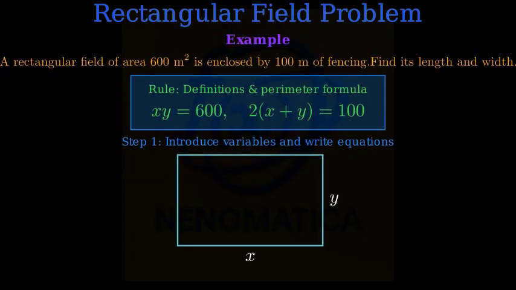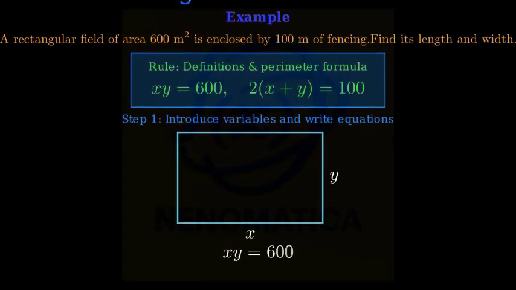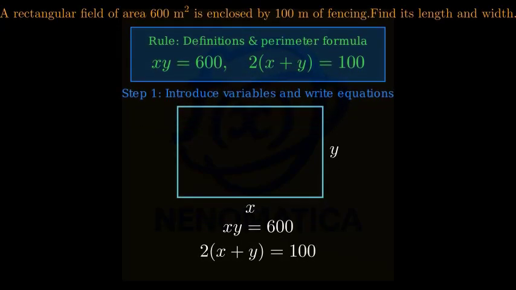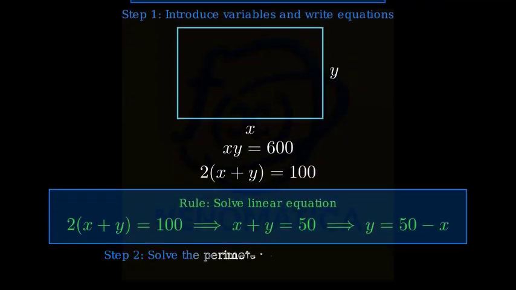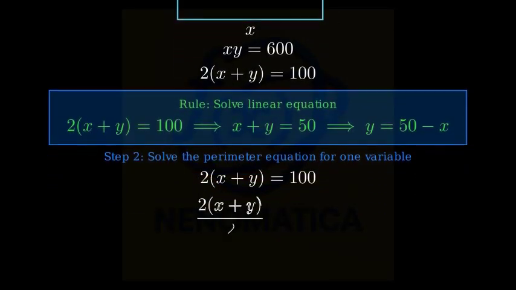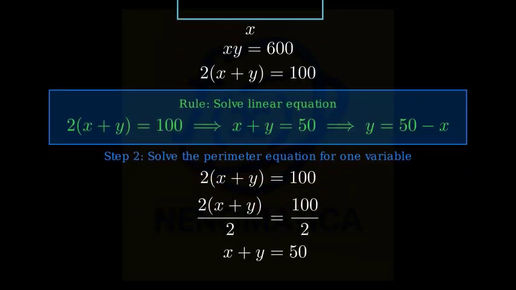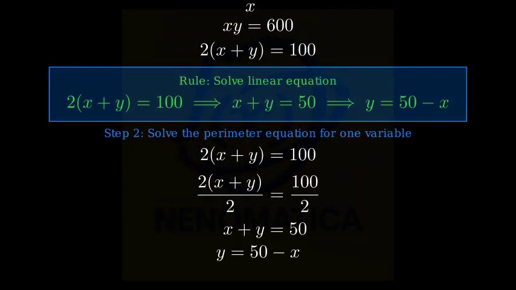Since we know the area is 600 square meters, we can write our first equation. x times y equals 600. Also, the perimeter of a rectangle is 2 times the sum of length and width. Since we have 100 meters of fencing, 2 times (x plus y) equals 100. Next, let's solve the perimeter equation for y in terms of x. If we divide both sides by 2, we get x plus y equals 50. Rearranging to isolate y, we get y equals 50 minus x.